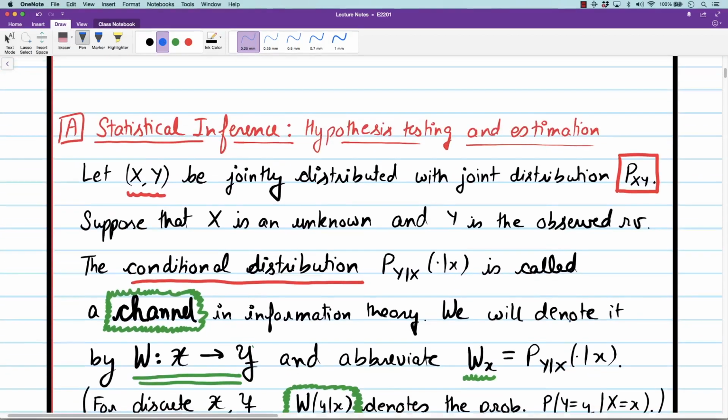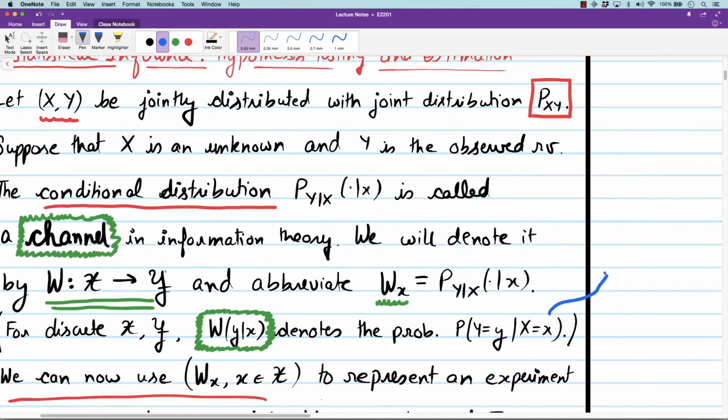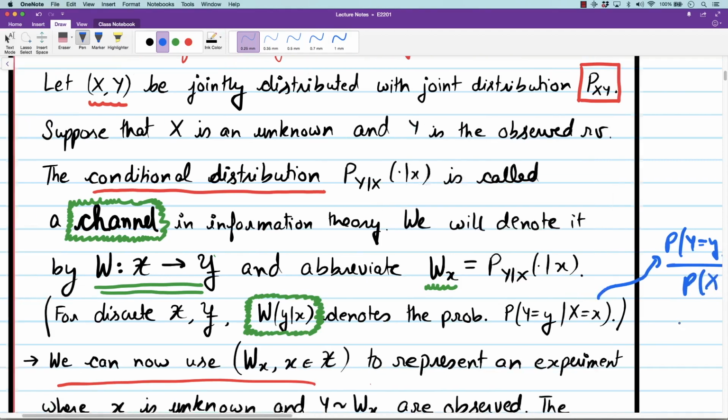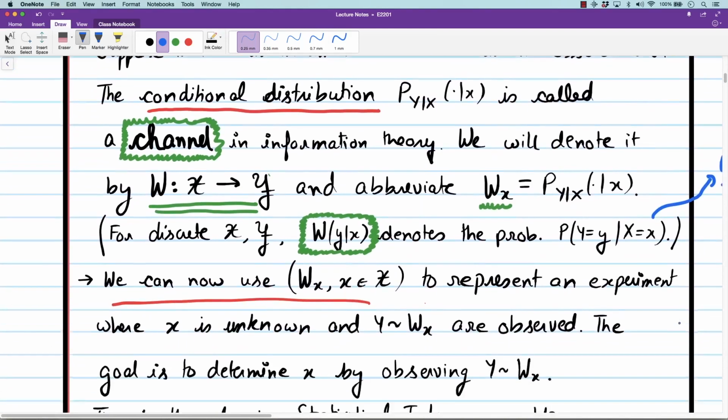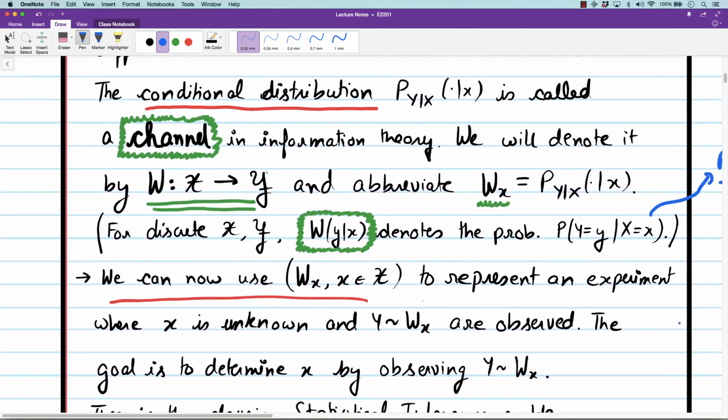So this here, just by Bayes rule, is the probability Y equals y, X equals x, divided by the probability X equals x. This is the conditional probability. This is valid as long as the probability of X equals x is non-zero. Okay. All right. So this conditional distribution is what we'll call a channel.